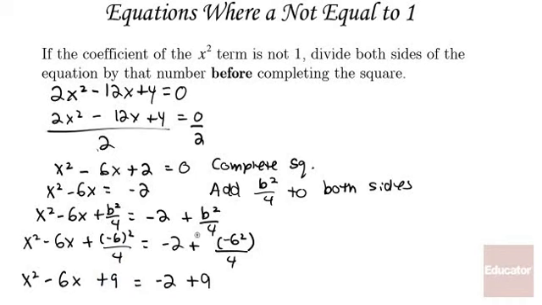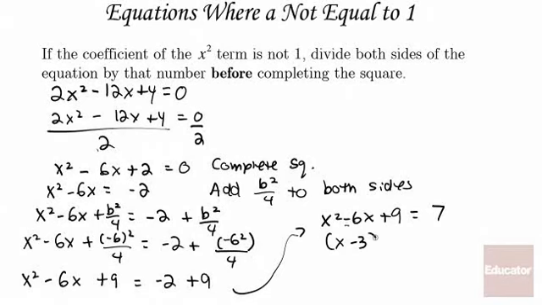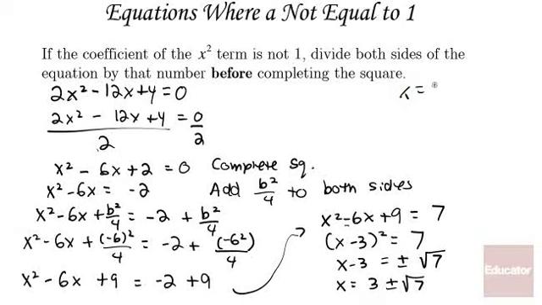And if I had not added to both sides, the equation would not be balanced, and I would not get the correct solutions. Okay, coming up here to get x squared minus 6x plus 9 equals 7. Well, now I have a perfect square trinomial, which is actually x minus 3, because this is a negative right here, squared equals 7. Remember, take the square root of both sides to get x minus 3 equals plus or minus the square root of 7. Isolate the x to get x equals 3 plus or minus the square root of 7. So the two solutions are x equals 3 plus radical 7, x equals 3 minus radical 7.